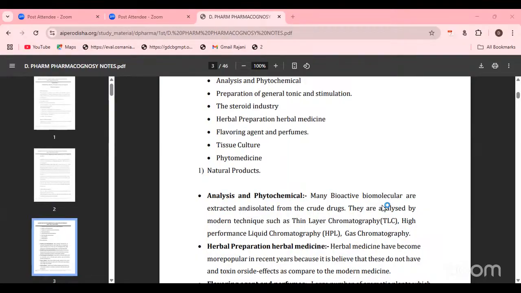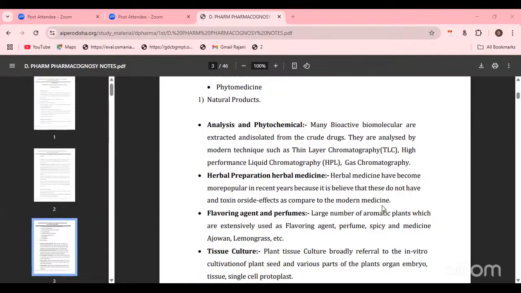Herbal medicines have become more popular recently.